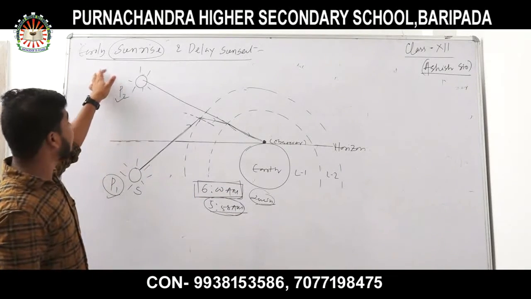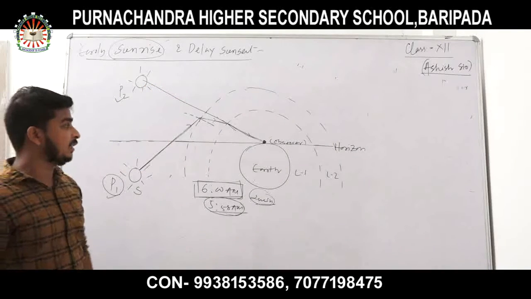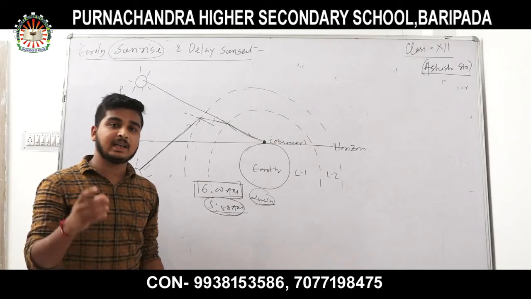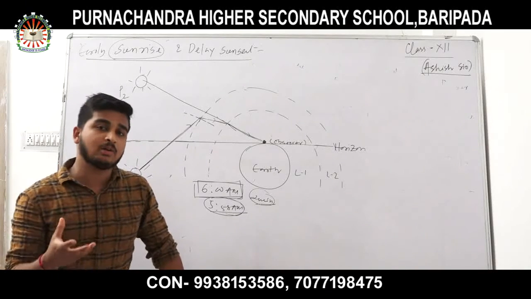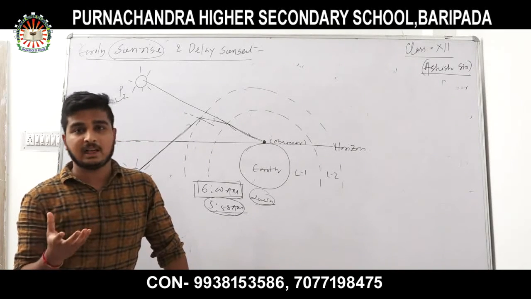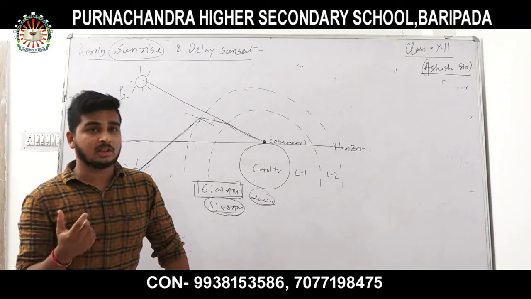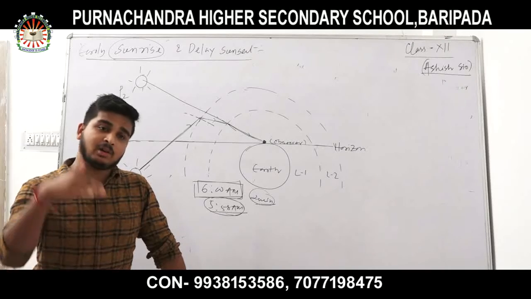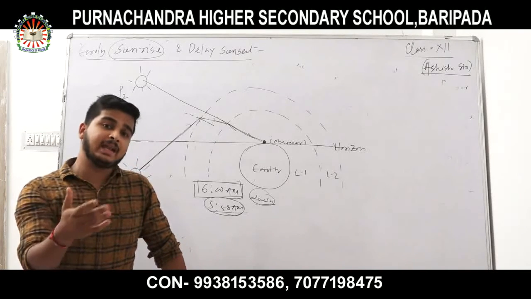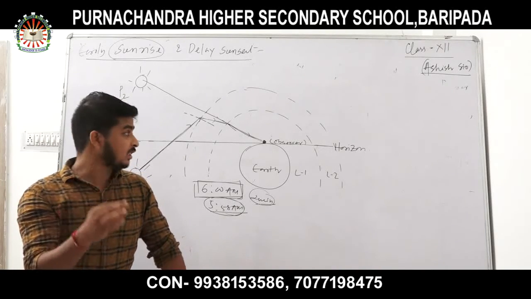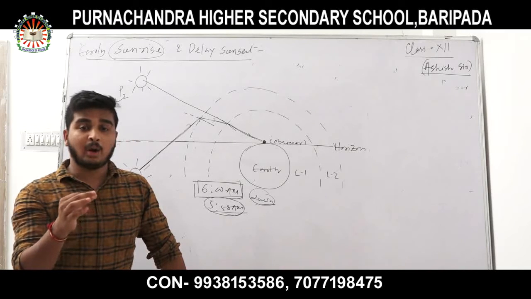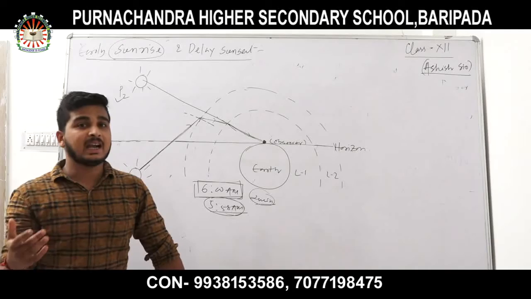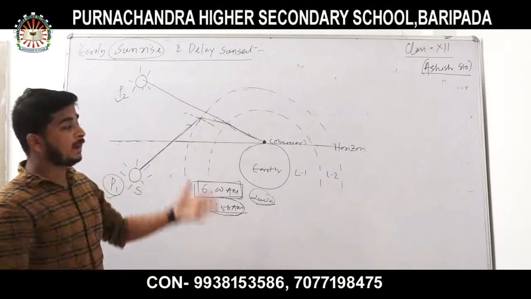Like the early sunrise and delayed sunset, you can give the reason for twinkling of stars. The oval shape of the sun during sunrise and sunset. Why does an object immersed in water look bent towards the normal? This is the phenomenon, or I can say optical illusion, that is caused by refraction of light.